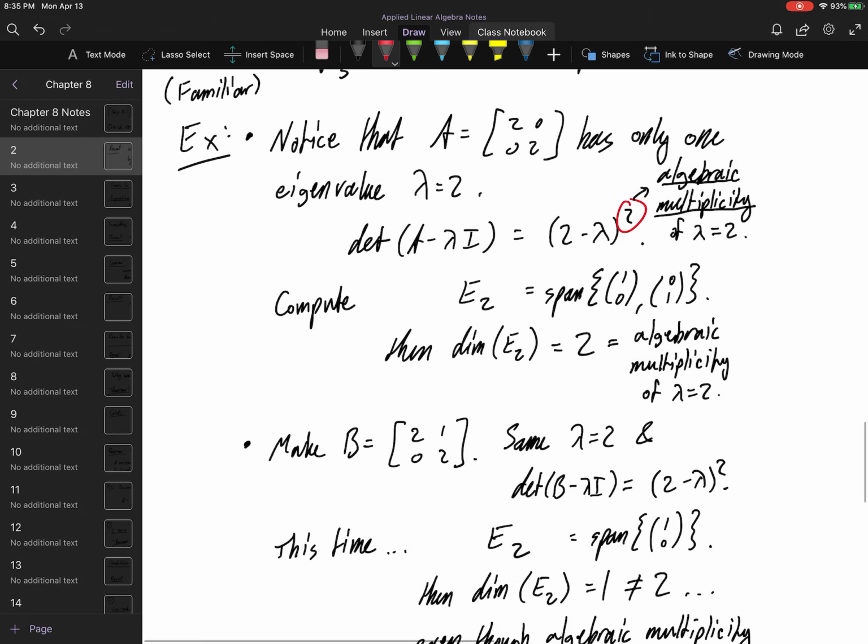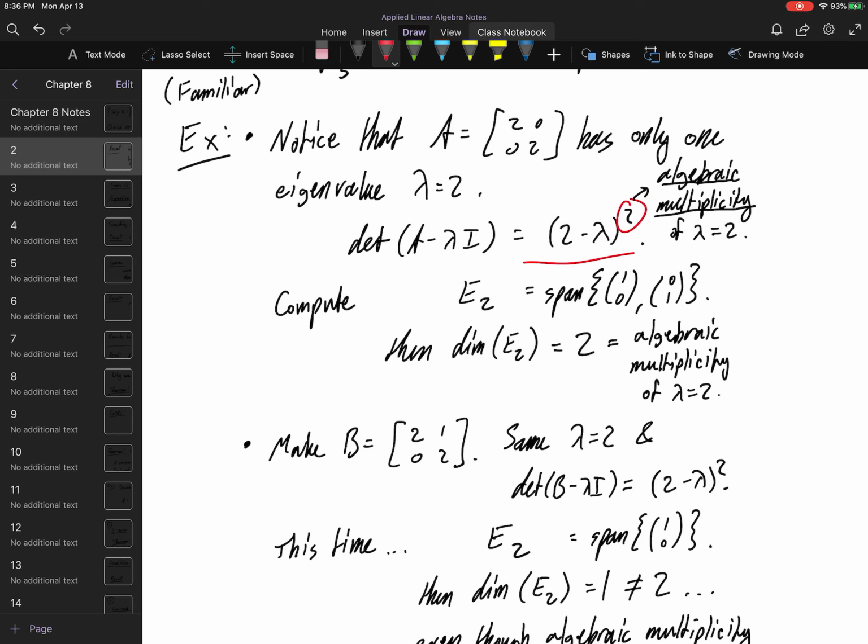So let's take this one step further. So things that we should remember here. Notice that this matrix A, this particular one, new example, it's a diagonal matrix, and it just has one eigenvalue, right? And the characteristic polynomial for this guy is just going to be 2 minus lambda times 2 minus lambda, so 2 minus lambda squared.